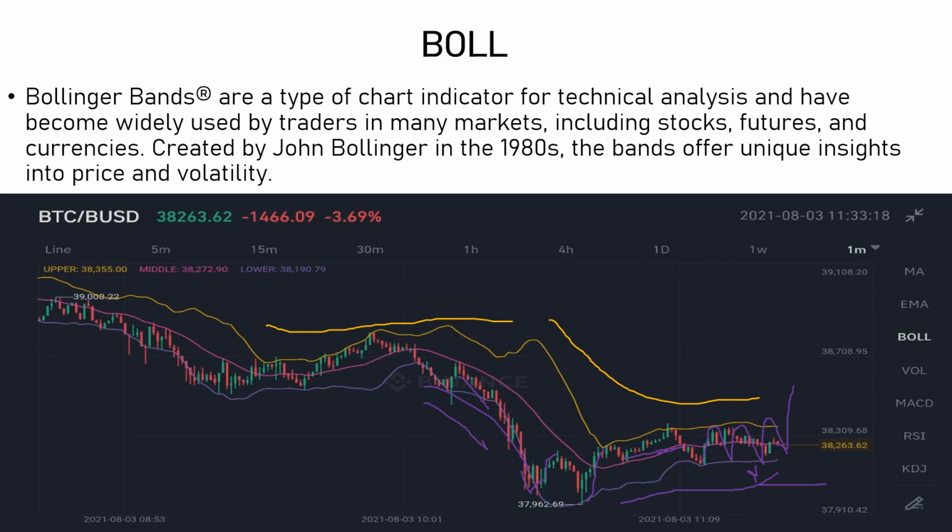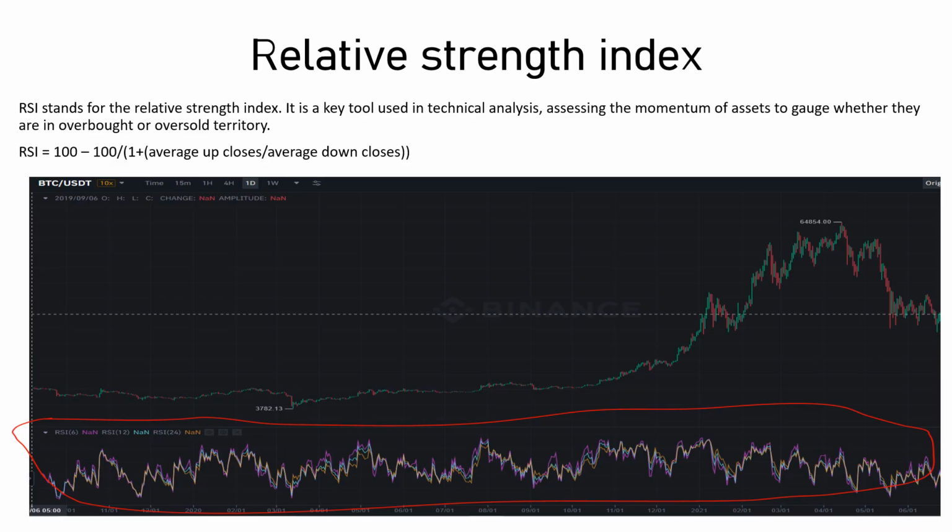So let's come to the next indicator. It's RSI, the Relative Strength Index. RSI stands for the Relative Strength Index. It's a key tool used in technical analysis, assessing the momentum of assets to gauge whether they are in overbought or oversold territory.